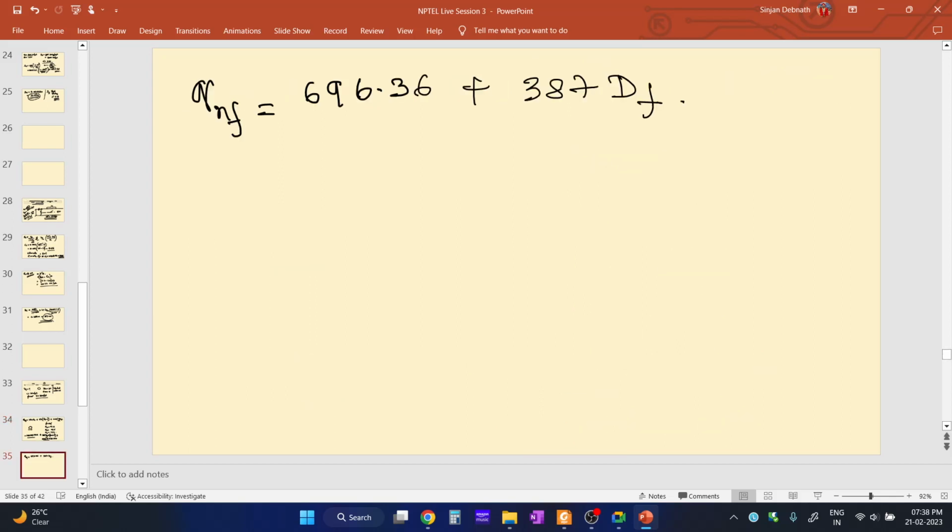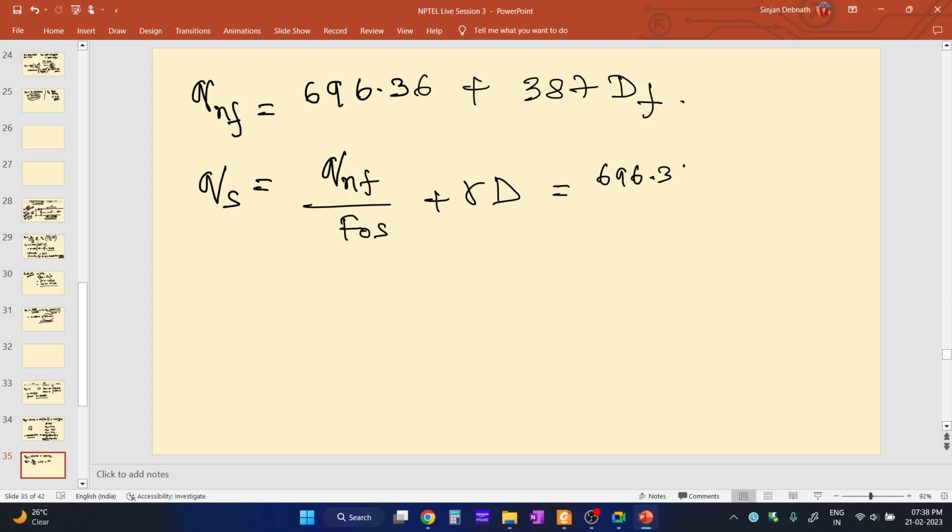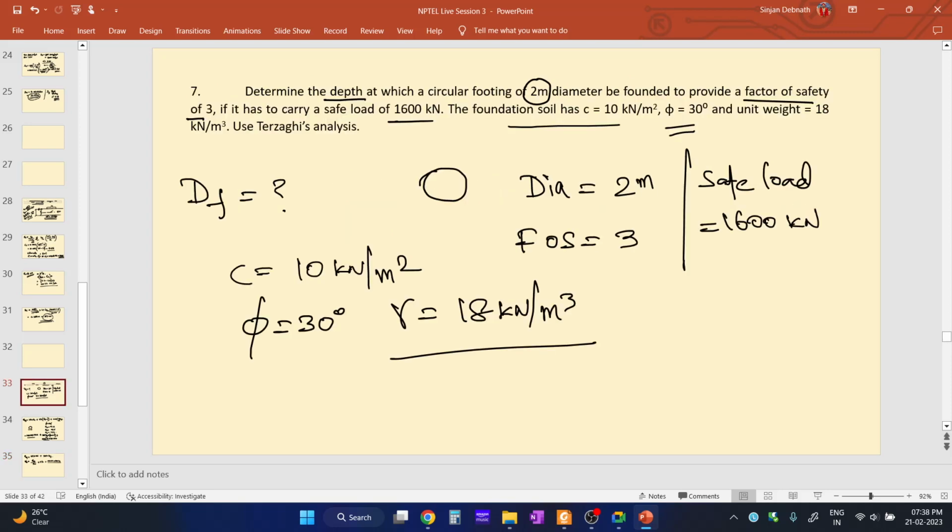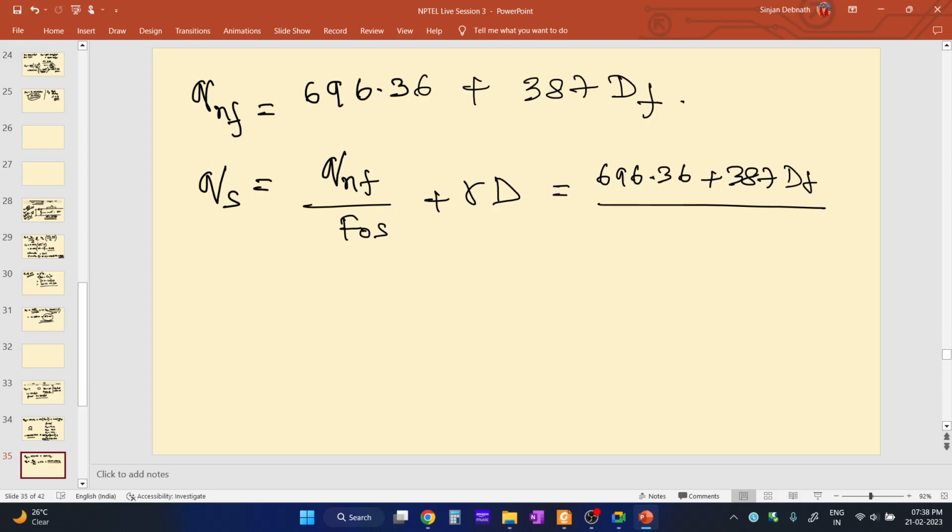So now what is the safe bearing capacity, qs? It is qnf by F, factor of safety, plus gamma D. So what is qnf? qnf is 696.36 plus 387 Df. What is the factor of safety? Factor of safety is 3. Now plus gamma into D.